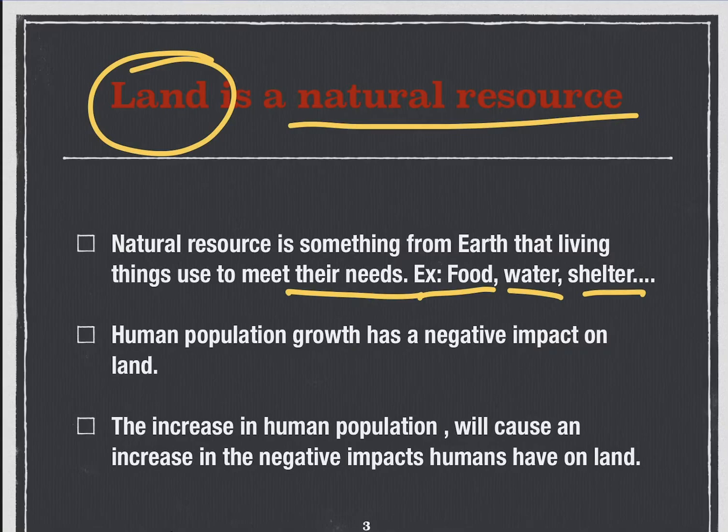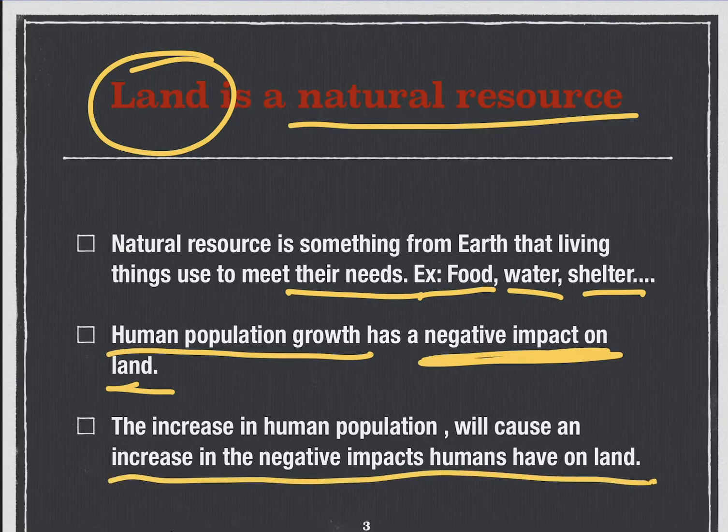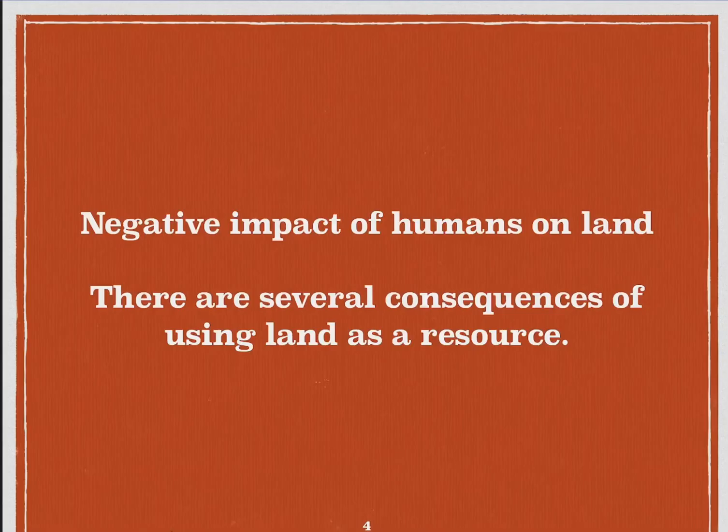But there is a problem: as the human population grows, this growth has a negative impact on land. Not only land, but also other parts of the environment, like oceans, underground water, and the atmosphere. The increase in the human population will always cause an increase in the negative impacts we have on the environment, especially on land, which is part of our lesson.